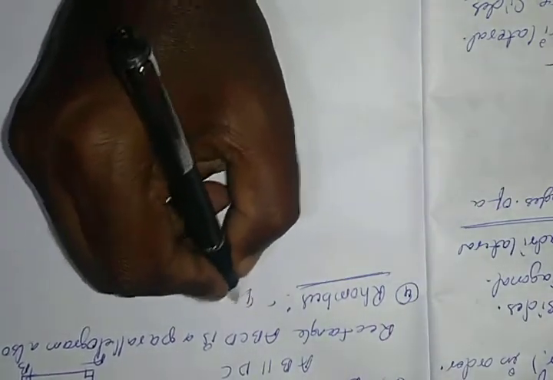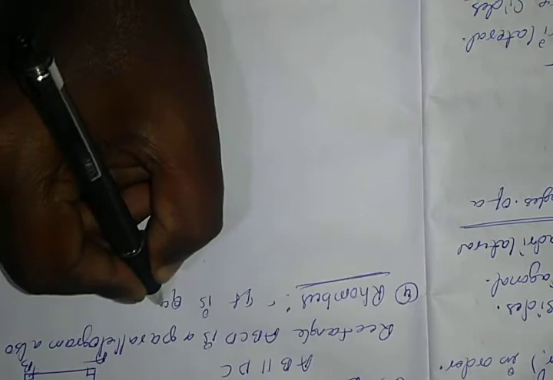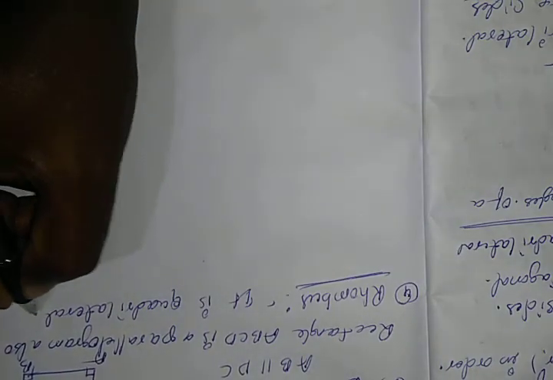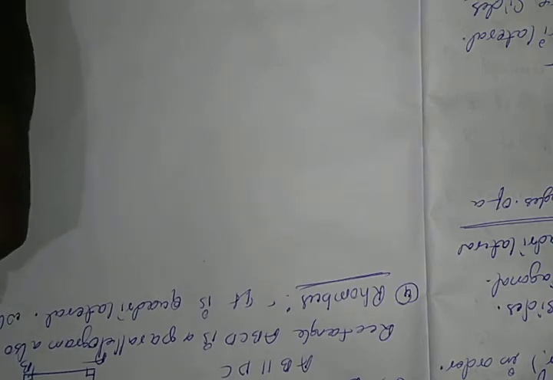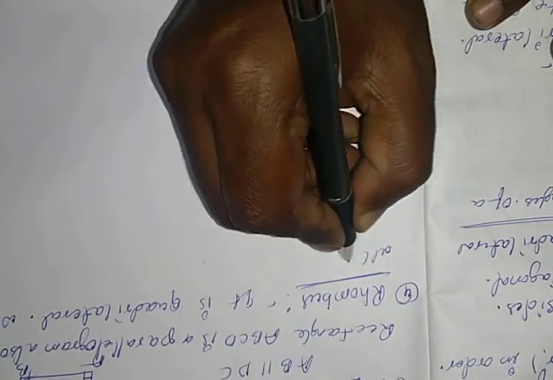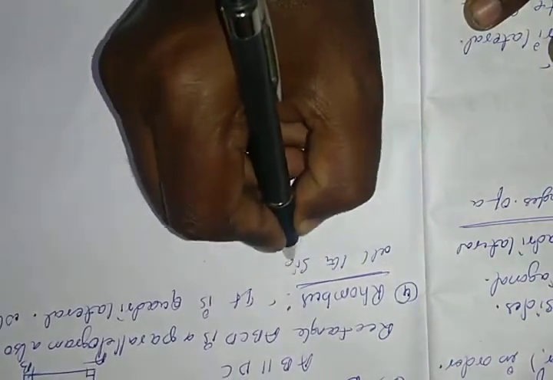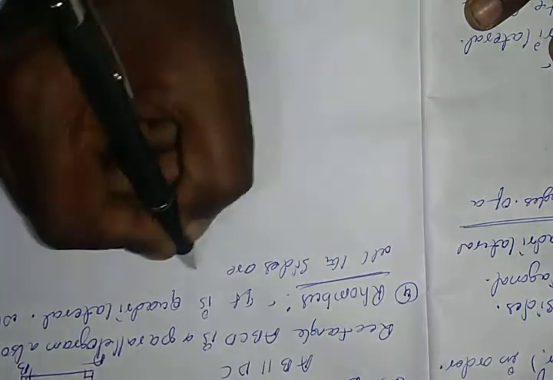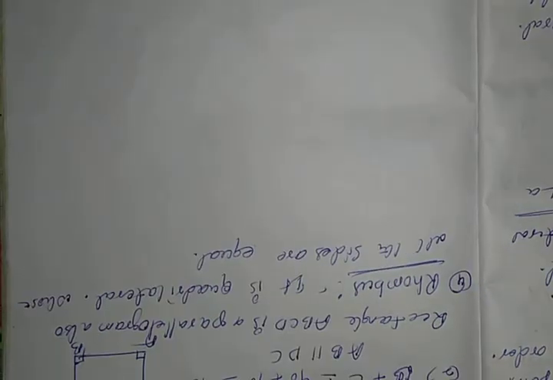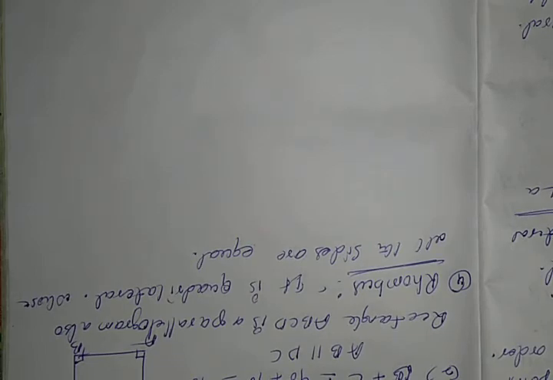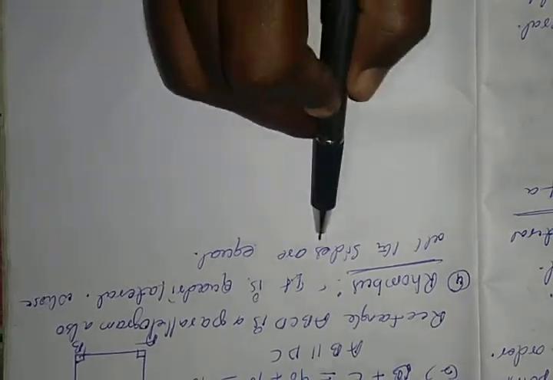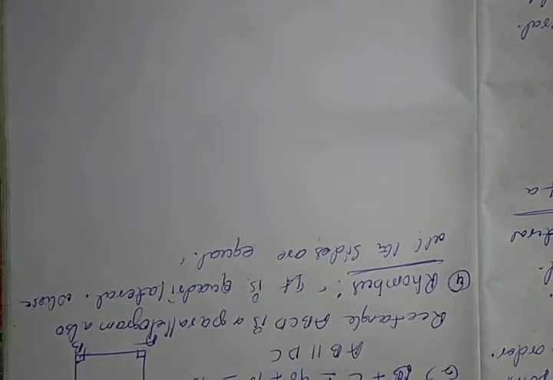So it is also a quadrilateral. It is a quadrilateral whose all the sides are equal. Students, already you know that in a square all the sides are equal. Similarly, rhombus, it is a quadrilateral whose all the sides are equal, then that is called a rhombus.